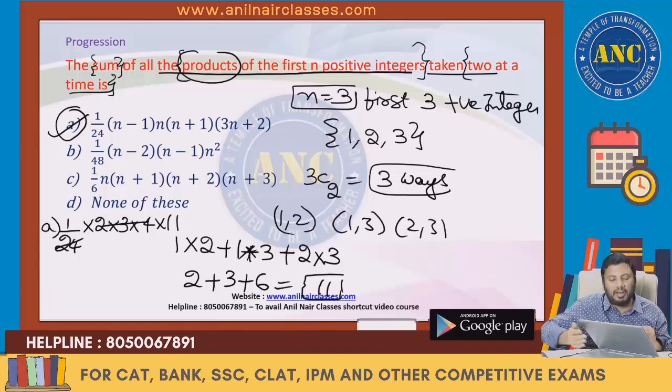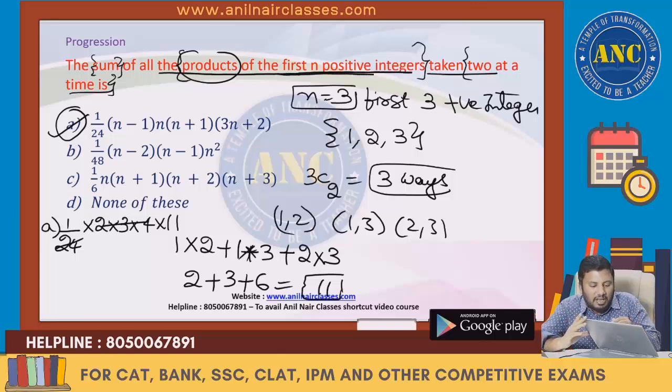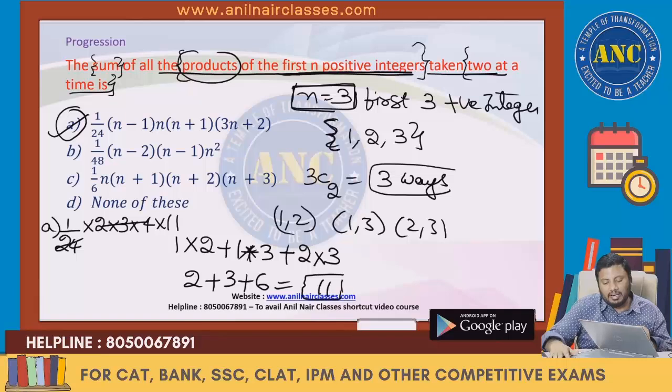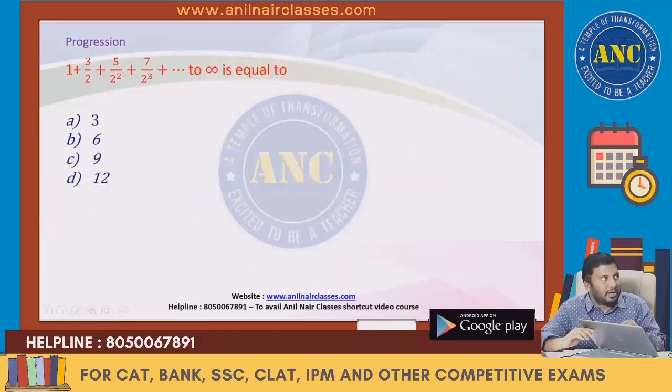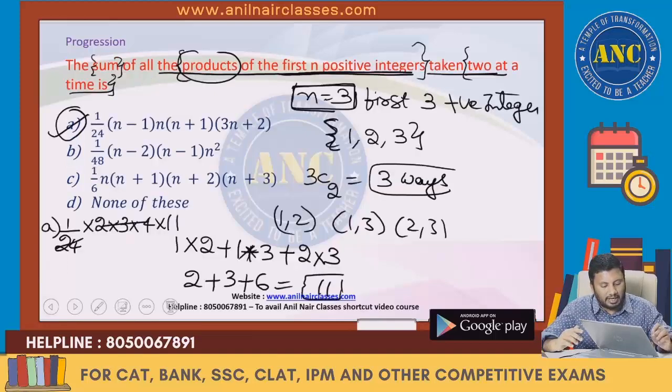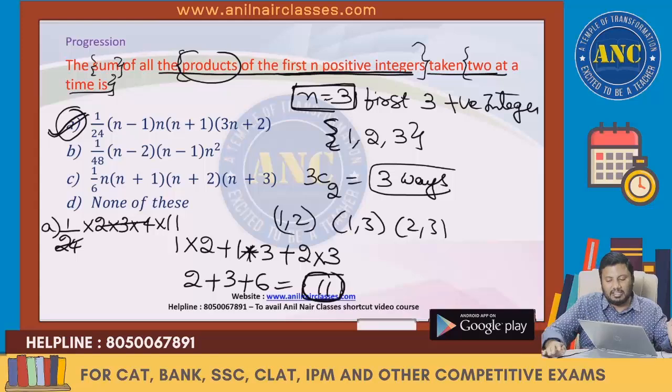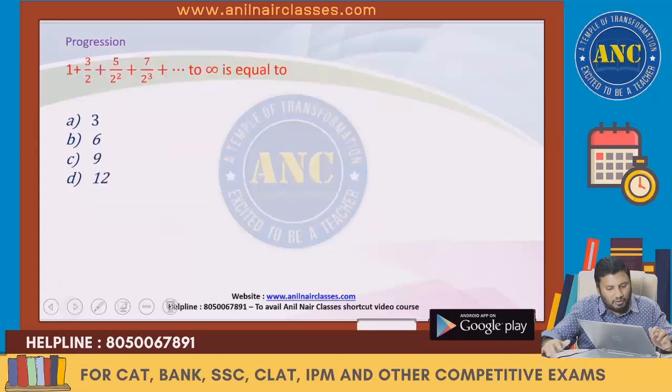It looks like a very difficult question, but actually it's an easy question. First n positive integers, take n equivalent to 3. So I took 1, 2, 3. Take them 2 at a time, 3C2 is 3. So if I take 2, it is 1, 2; 1, 3; and 2, 3. It will be 1 into 2, 1 into 3, 2 into 3. So the sum is 11. The first option is satisfying it as 11. I hope the idea is clear. Very easy if you know this approach.